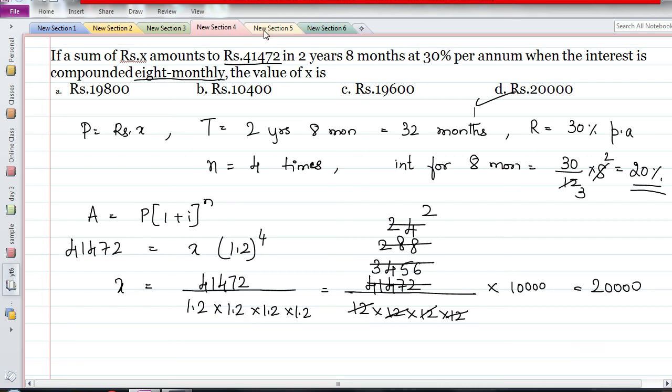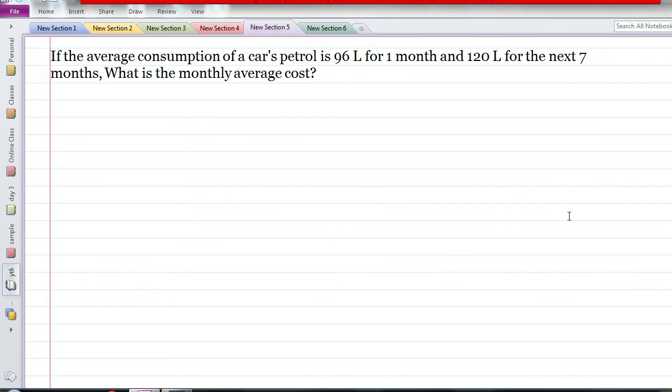Next question. If the average consumption of a car's petrol is 96 liters for the first month and 120 liters for the next 7 months, what is the monthly average cost? Actually it is consumption. The student sent it as cost. So it is the monthly average consumption.